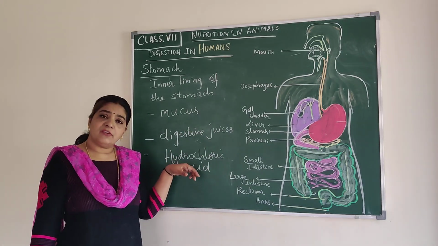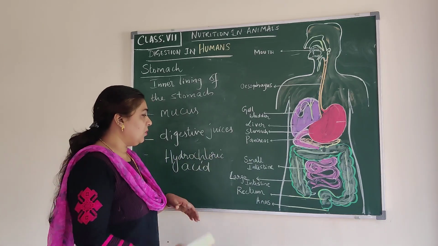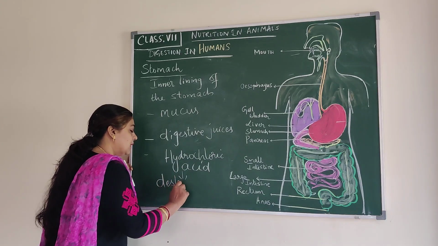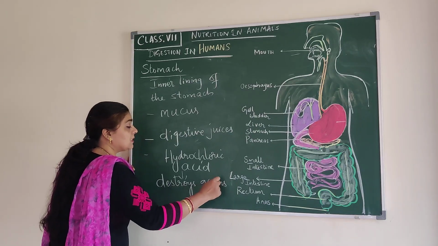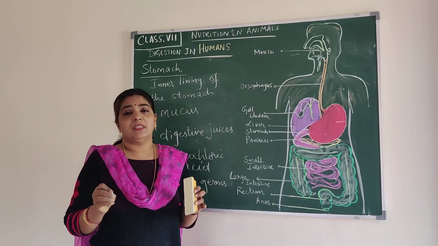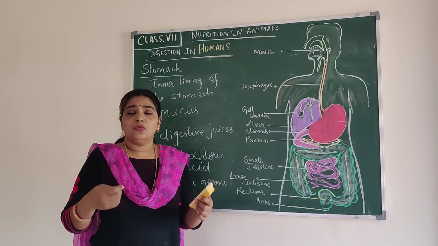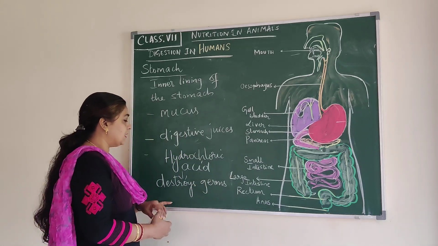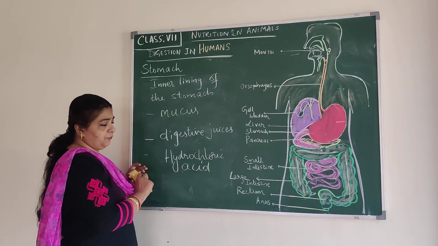So what is the function of hydrochloric acid? Why do we have hydrochloric acid? Hydrochloric acid will destroy the germs that enter our body along with the food. If germs have entered our body through the food, it will destroy those germs. That's why hydrochloric acid is present.